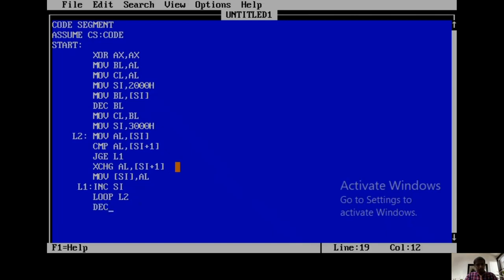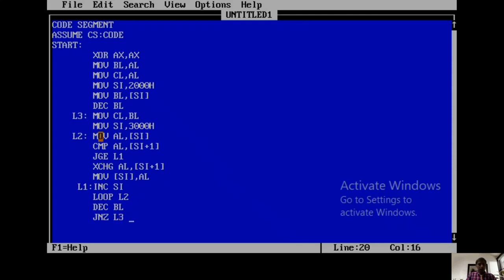For that I am decrementing BL. Initially what is BL here? 4. After decrementing it is now 3. It indicates we have 3 more iterations. Then we check whether all iterations are completed or not. For that, JNZ L3. Remember, for the first iteration we have N minus 1 comparisons, and for the second iteration we have N minus 2 comparisons. So the first iteration has 4 comparisons, the second iteration 3 comparisons. Like that, iterations are decreasing, and similarly comparisons are also decreasing slowly.